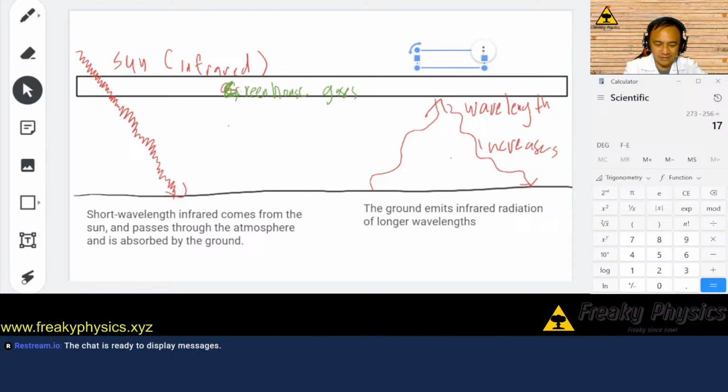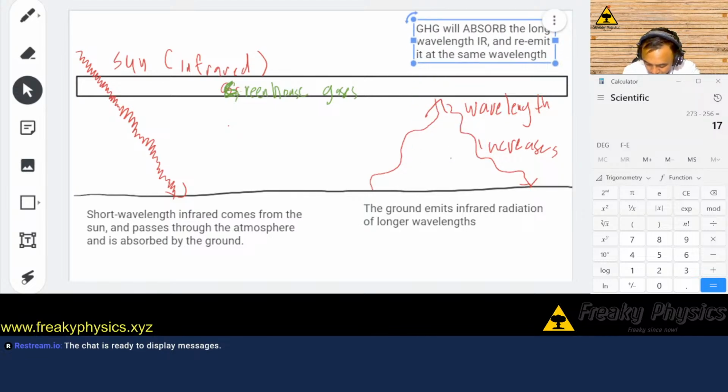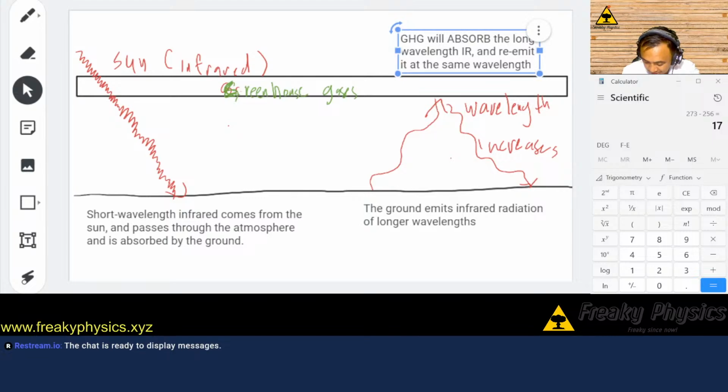The main idea here is the greenhouse gases will absorb the long wavelength radiation, right? Infrared, and re-emit it at the same wavelength. So that's the idea. There's a shorter way to say it, but this is the simpler way, with more simple terms.